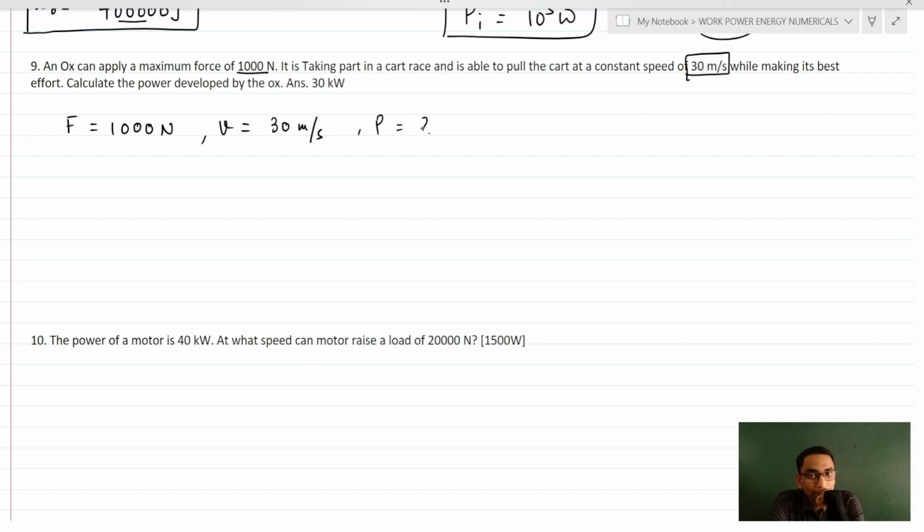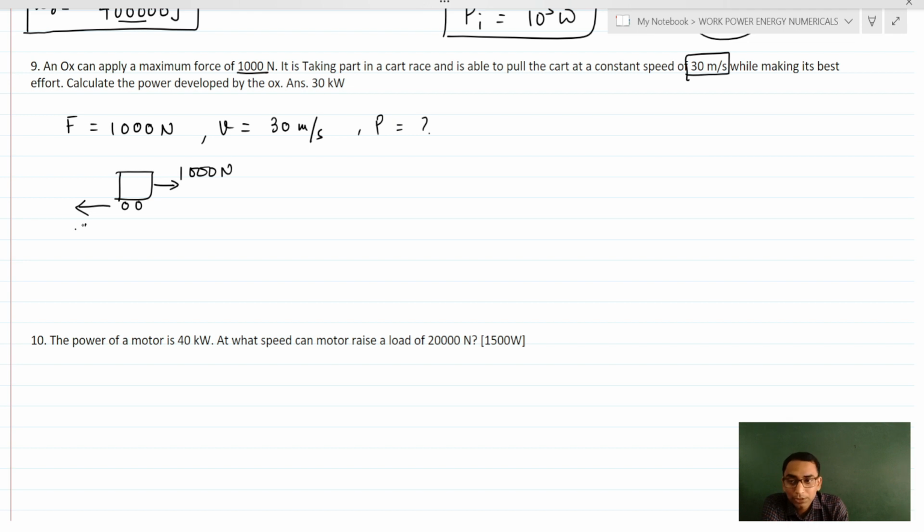Because when you exert the force, what happens? The cart accelerates. So what would happen? The velocity should increase. And here what is given in the question? They are saying the cart is going with constant speed. So what I think should be happening over here is that when this cart is being applied with a force of 1000 Newton in this direction, there might be some frictional force.